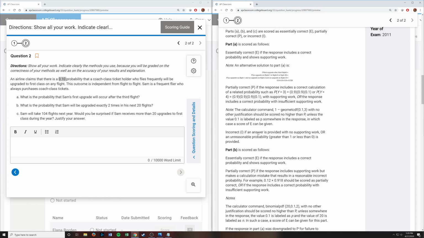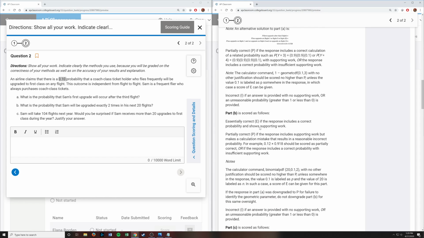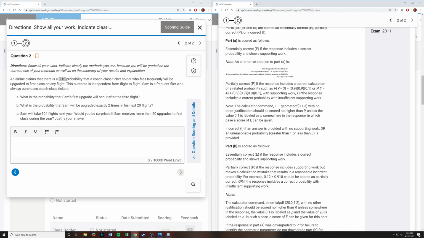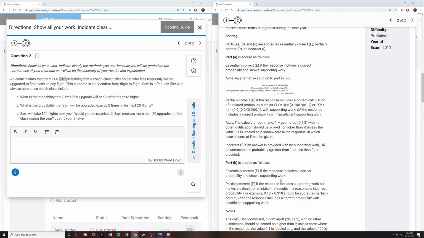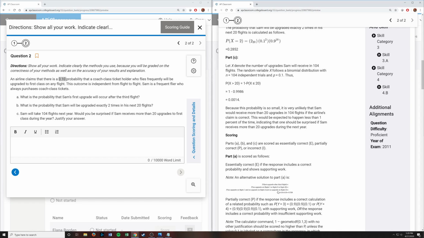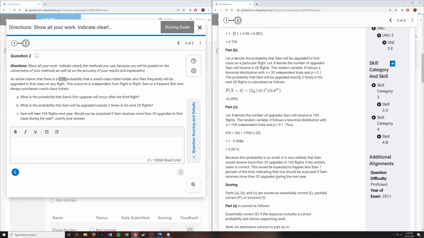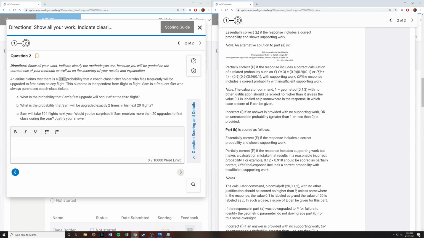In terms of grading part B, it's essentially correct. If you've got everything, you get a P if you show your work, but you make some kind of mistake in calculating. 0.1^2 times 0.9^18. I don't know why you would get that. Oh, weird. That's kind of strange. Or if the response includes a correct probability within the sufficient supporting work.